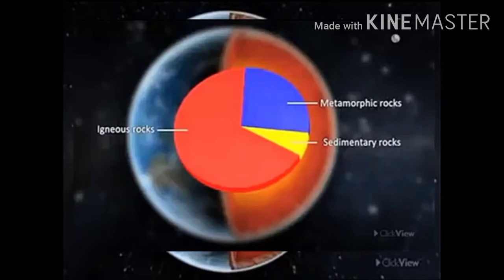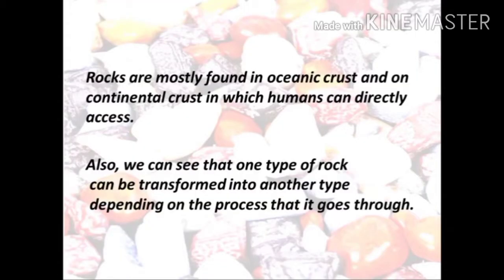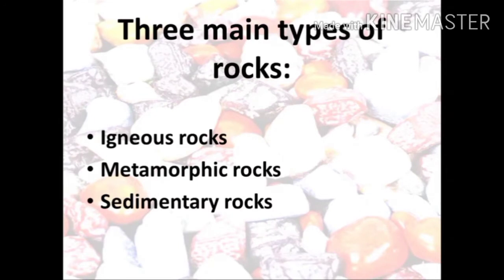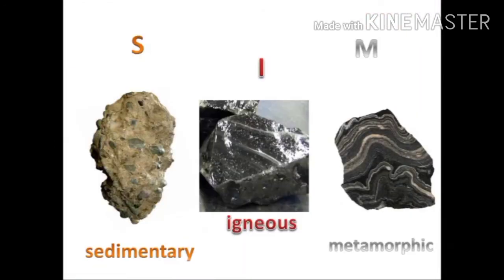Most of the rocks are igneous rocks. Rocks are mostly found in oceanic crust and on continental crust, in which humans can directly access. Also, we can see that one type of rock can be transformed into another type, depending on the process that it goes through. These are the three main types of rocks: sedimentary, igneous, and metamorphic.